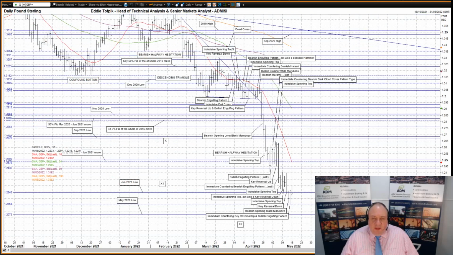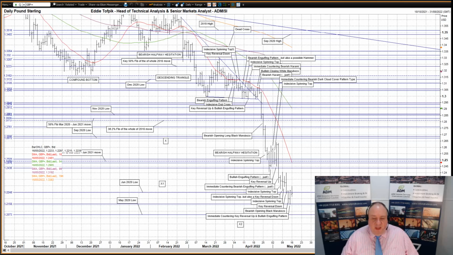Cable, aka sterling against the US dollar. An immediate countering combined key reversal up and bullish engulfing pattern on Friday. Last Thursday's drop and close below the June 2020 low at 122.48 was not well received, and prices reacted back up on Friday as a result. However, prices only just managed to close up over the June 2020 low, as up above in the 123.22 to 123.37 area, we have a newly built congestion area on a closing basis from last week and the week before.